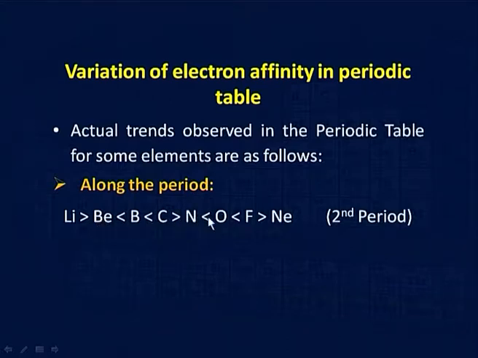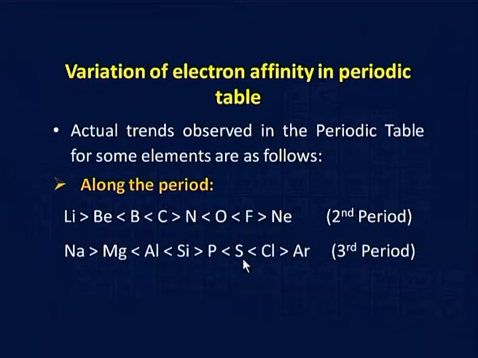Again in case of nitrogen it is exactly half filled, therefore, electron affinity value of nitrogen is 0. Then it increases to oxygen, it increases to fluorine, and then again in noble gases, it being completely filled, it is again less or it is almost 0.